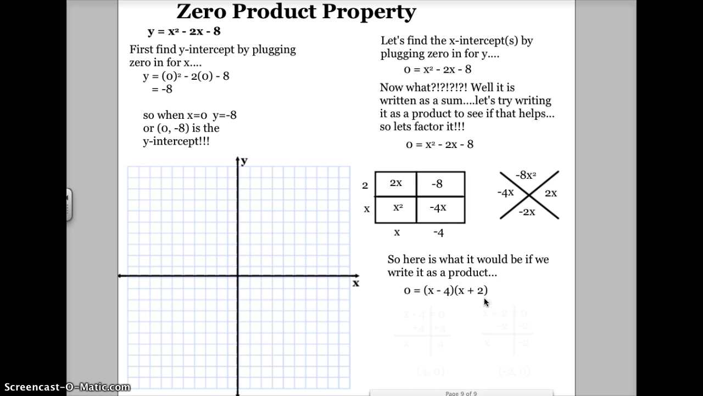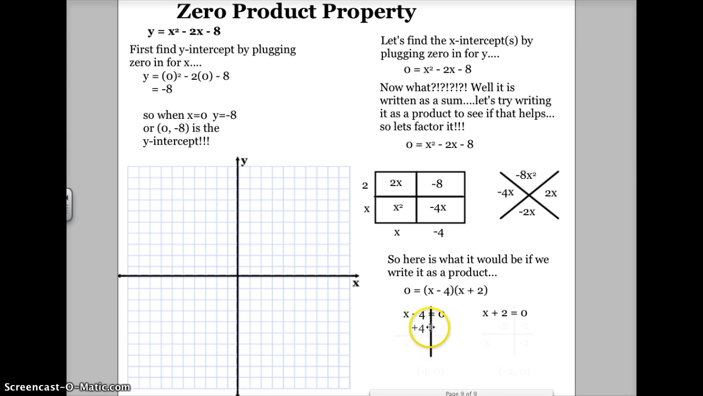Now here is how that helps us, and here is what the zero product property means. In order to get a product of 0, so when I multiply two numbers, in order to get 0 as an answer, one of the two factors has to be 0. So what that tells me is either x minus 4 has to equal 0, or x plus 2 has to equal 0. So now I have two small equations that I'm going to solve for x to find out what x has to be.